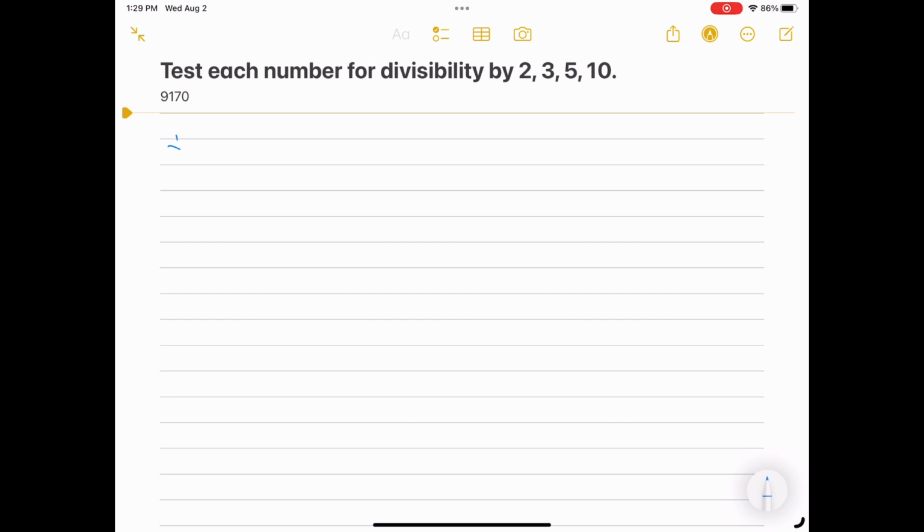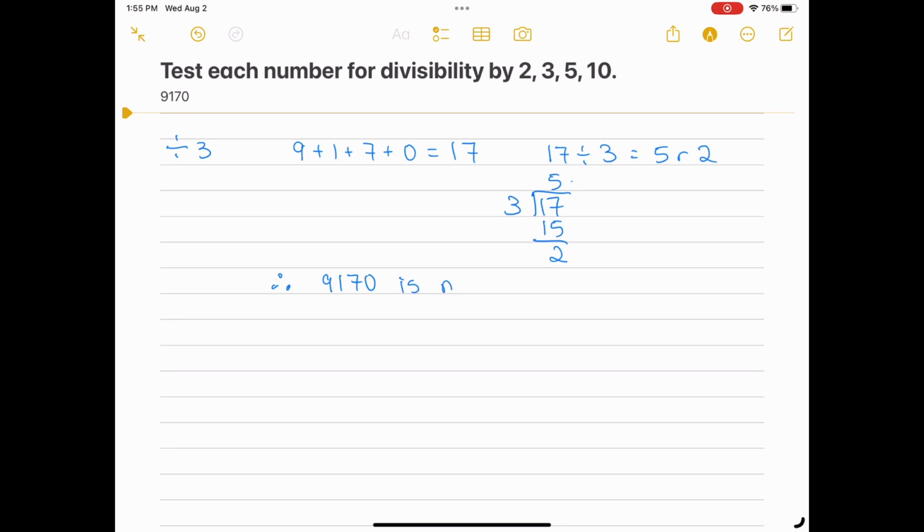Is the number 9,170 divisible by 2? And since it is an even number, it is divisible by 2. To test if 9,170 is divisible by 3, we add up its digits, 9 plus 1 plus 7 plus 0, which equals 17. Because 17 divided by 3 equals 5 with a remainder of 2. Therefore, 9,170 is not divisible by 3.